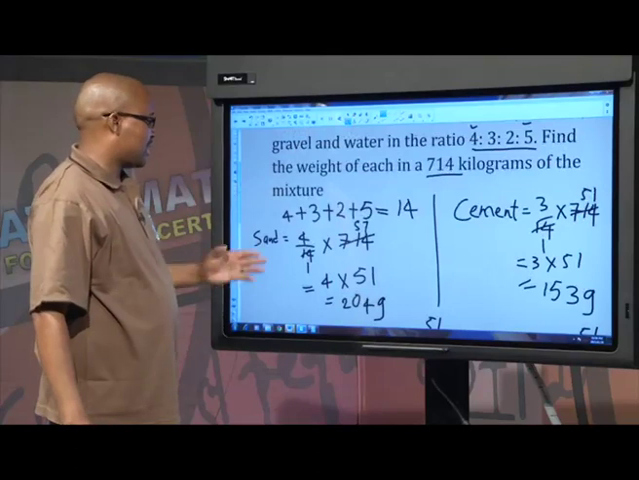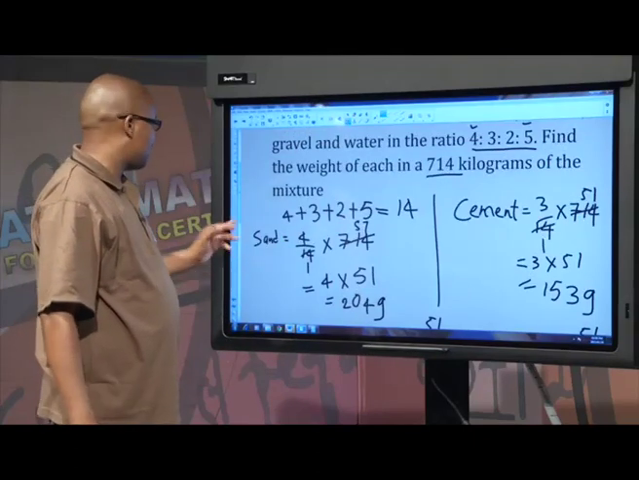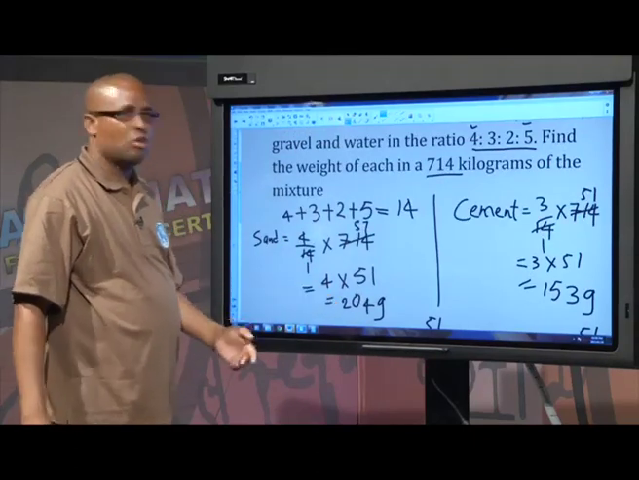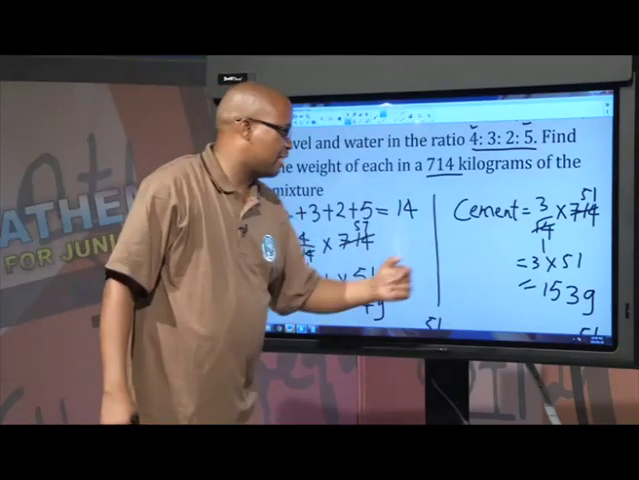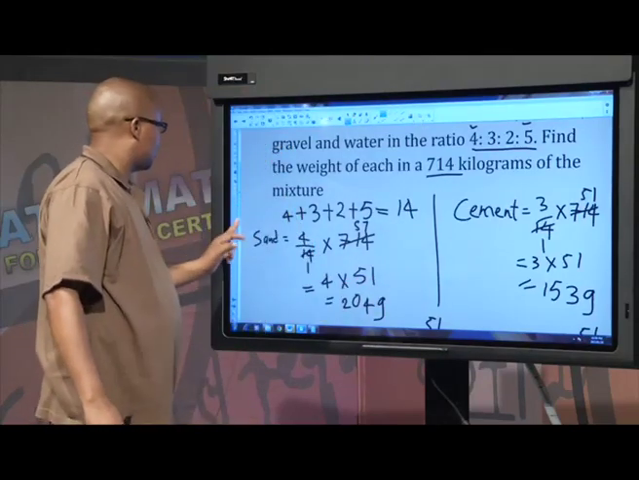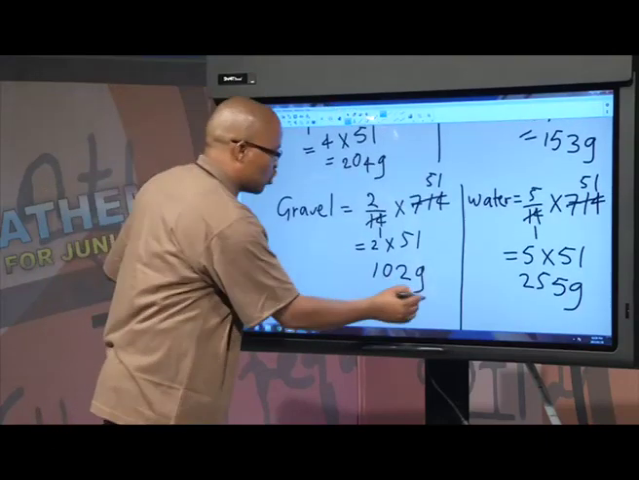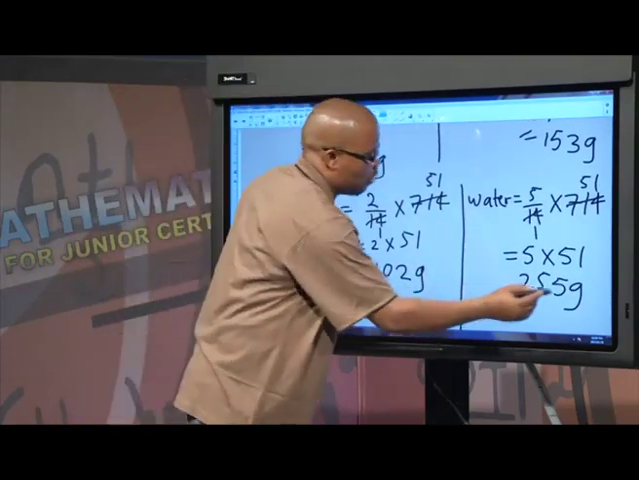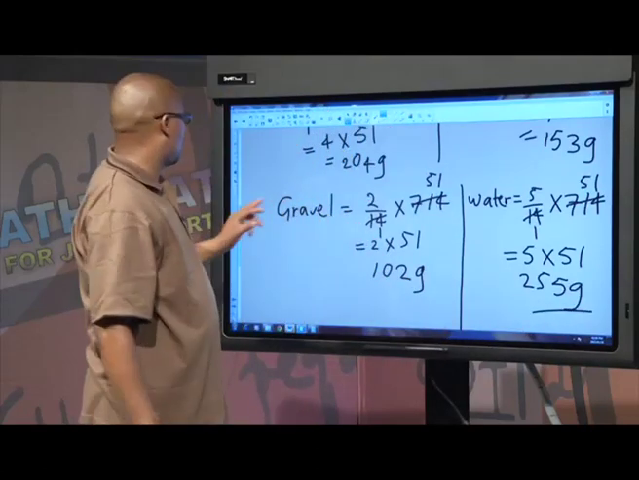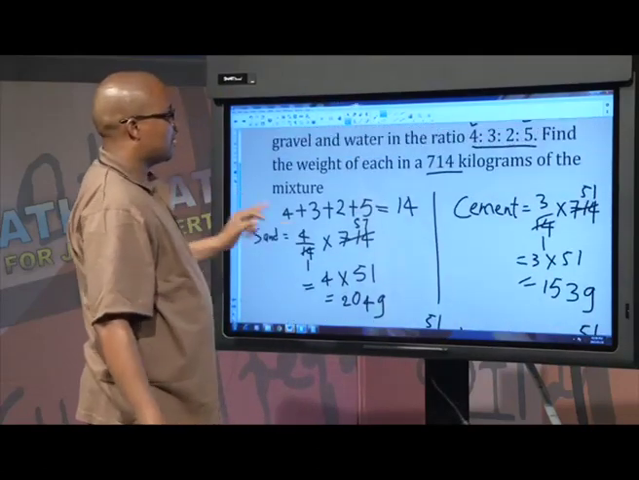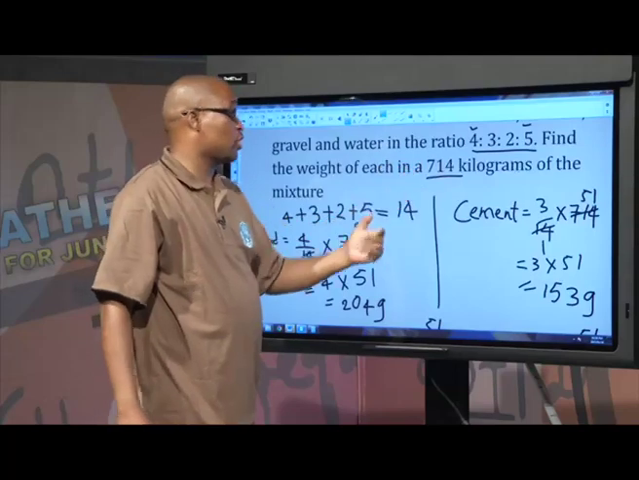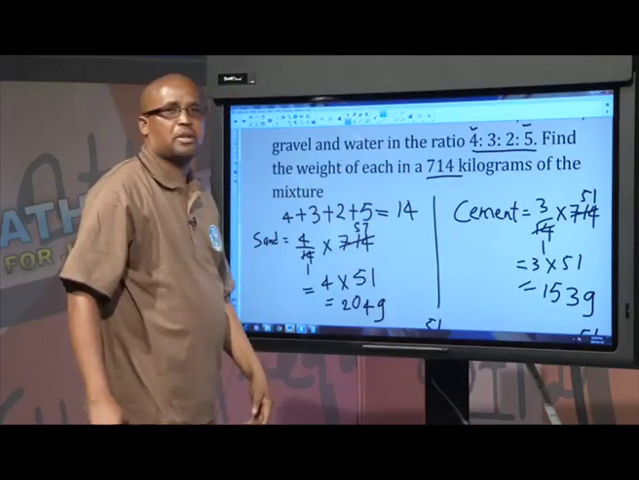Now, you can check if your answers are correct by simply adding these. 204 plus 153 plus 102 plus 255. They should give you the total of 714 kilograms, which is the total weight of the mixture.